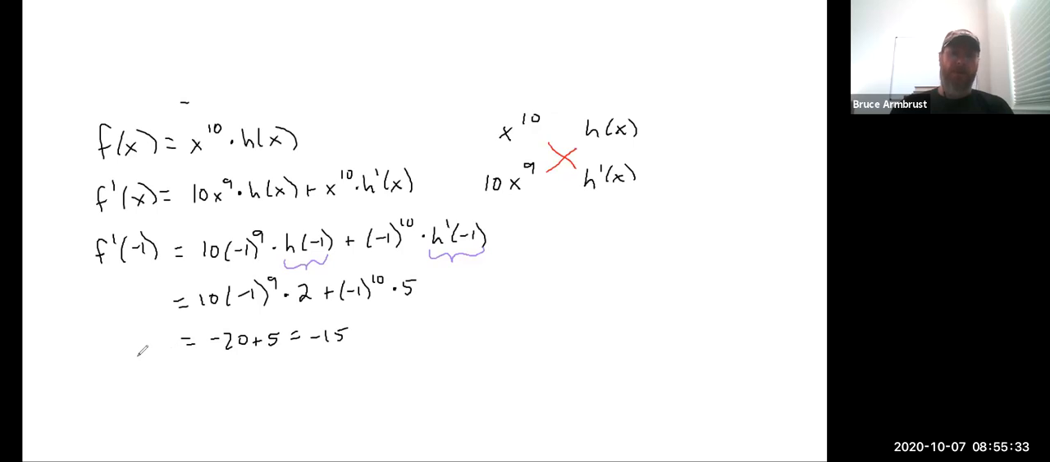So we should be able to put that into the box, get our green check mark, get our point, and life will be good. So notice that we didn't actually need to know what the function was. We just needed to know the function's value and the derivative's value. That was sufficient for us to be able to figure this out.